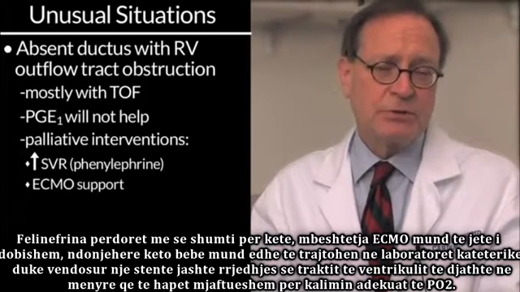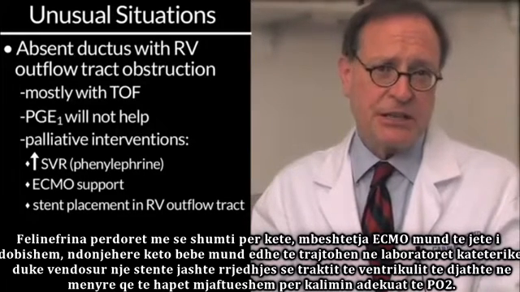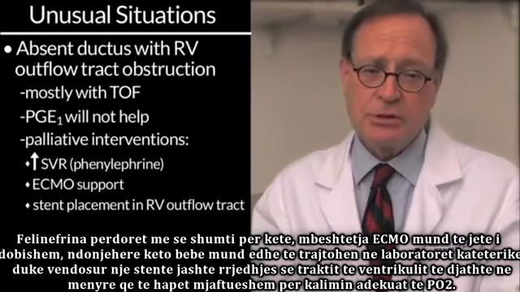ECMO support can be useful. Sometimes these babies can be treated in the cath lab by placement of a stent in the right ventricular outflow tract in order to open this up sufficiently for adequate PO2s.